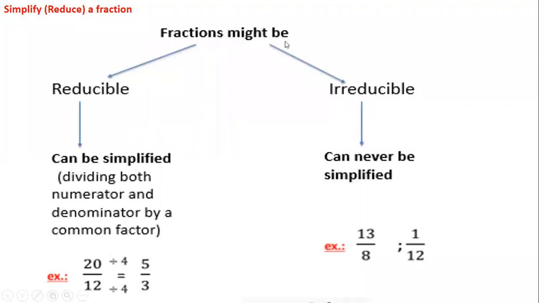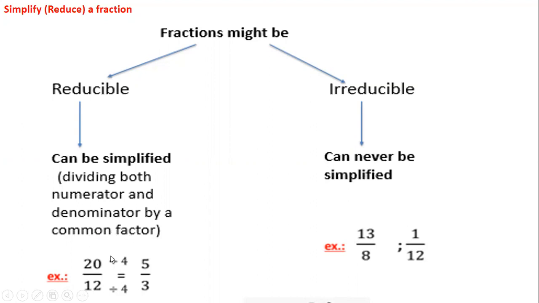We have two kinds of fractions in mathematics. Either a fraction might be reducible or irreducible. If it is reducible, so it can be simplified, it can be reduced. How? By dividing both the numerator and the denominator by a common factor. For example, if we have 20/12, we can divide 20 by 4, we can divide 12 by 4. So here the common factor is 4.